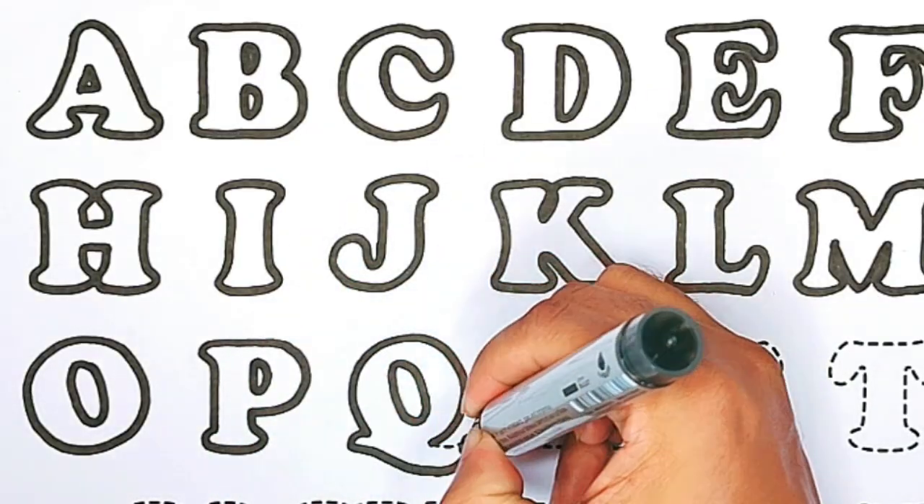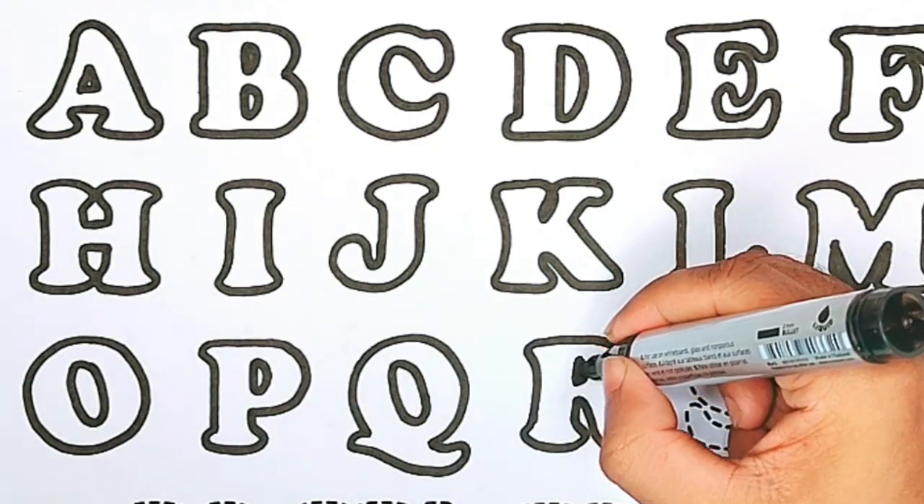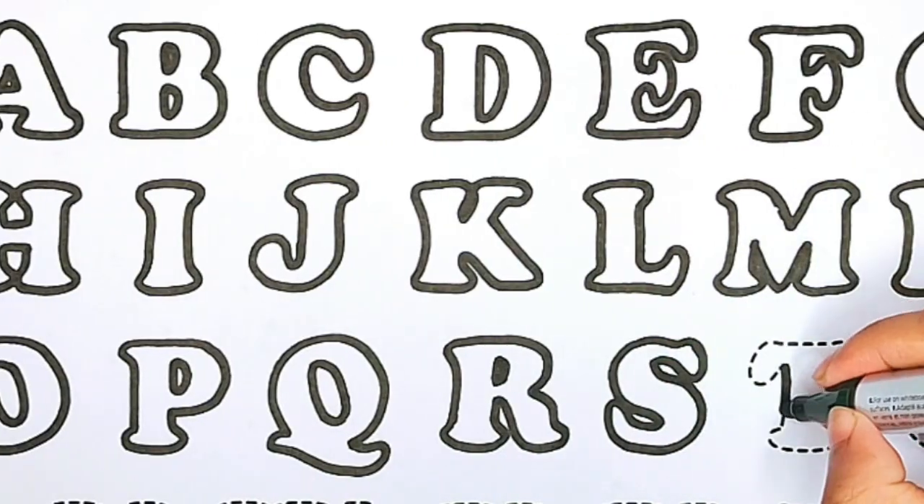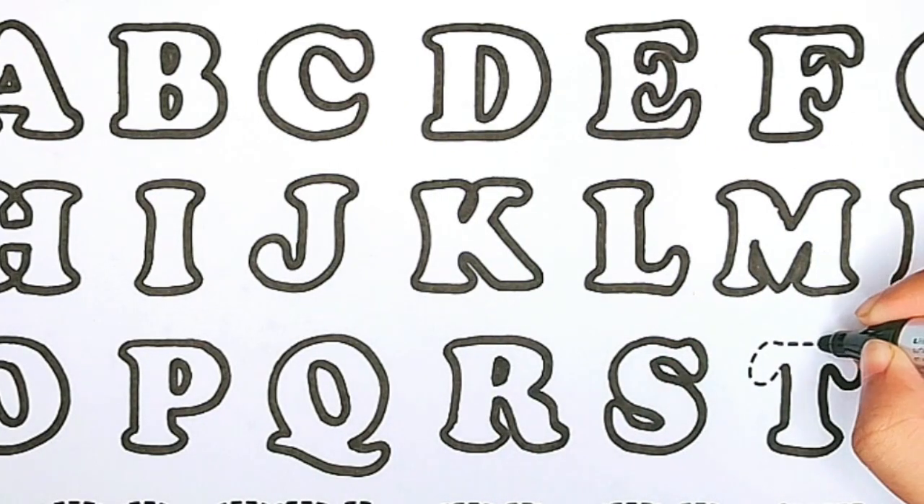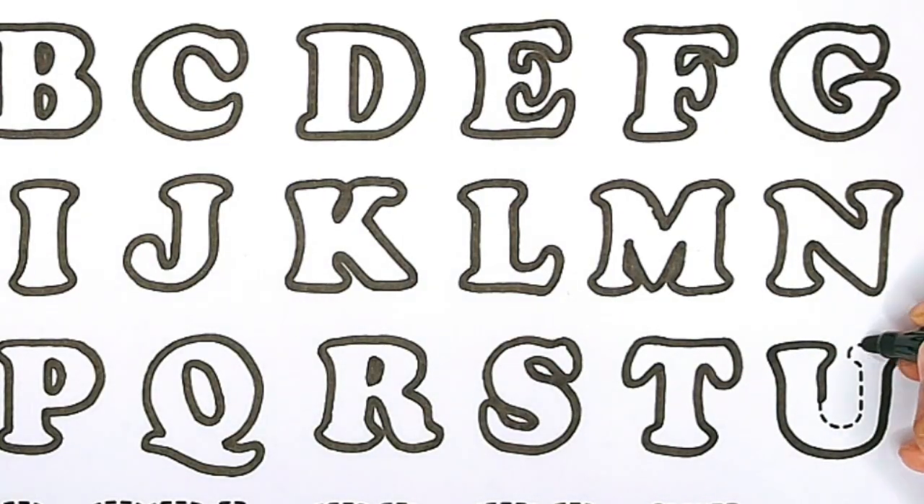Q for quartz. R for rat. S for strawberry. T for tomato. U for unicorn.